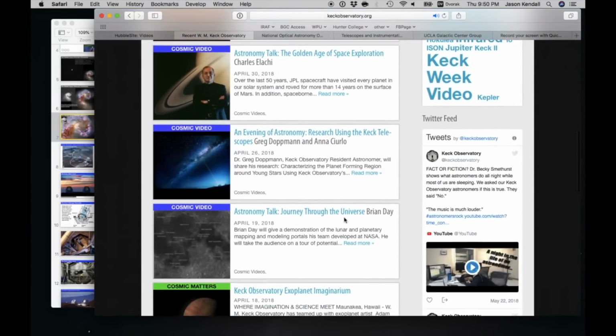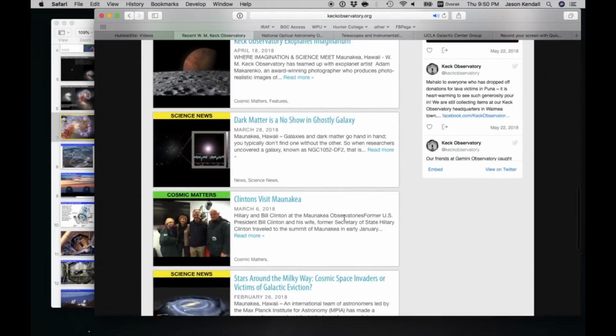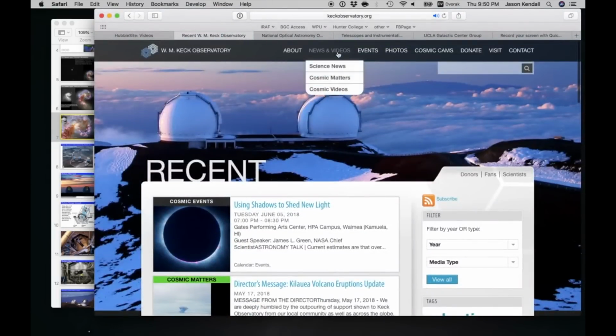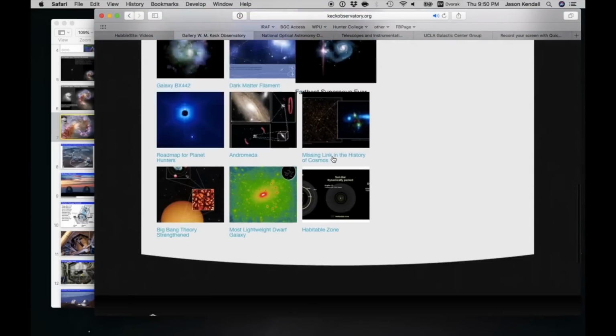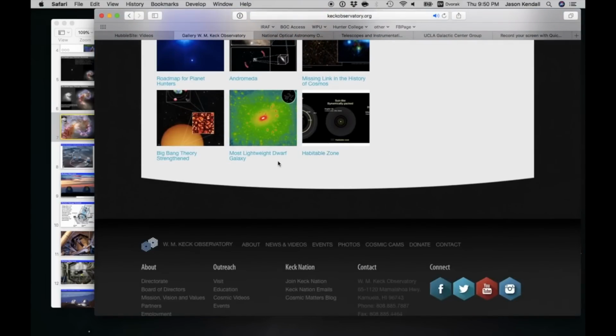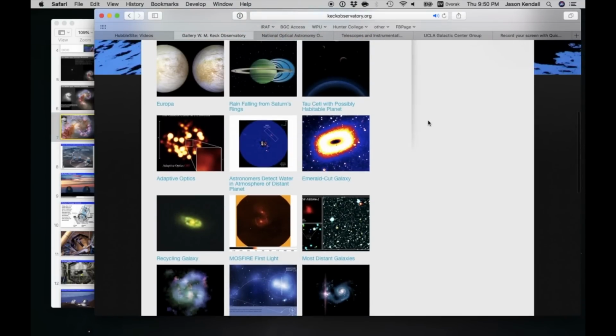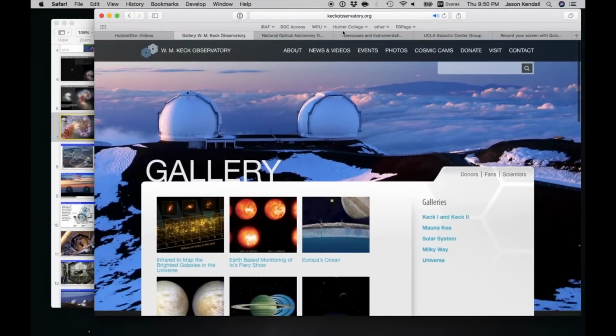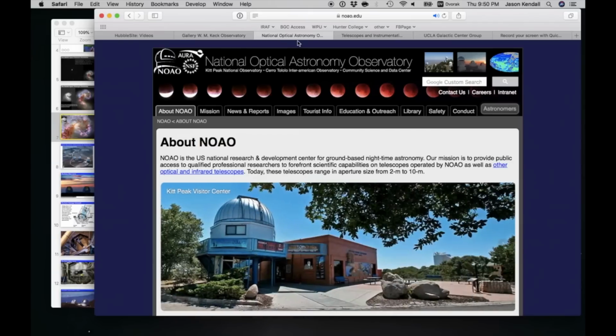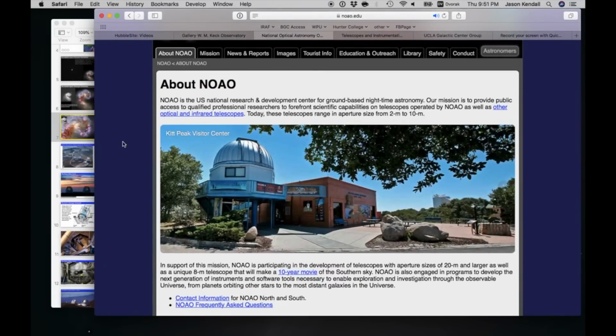Astronomy gets talked about up there and at all sorts of locations, and we have nice news coming out of there. If you go to the news and videos, let's look at science news or events and photos of the location. We can zoom down through and take a peek at some of the fun stuff they're looking at. Like the roadmap for planet hunting, Keck Observatory has been used to actually verify planets around other stars. Then NOAO, which is noao.edu, has a series of things.